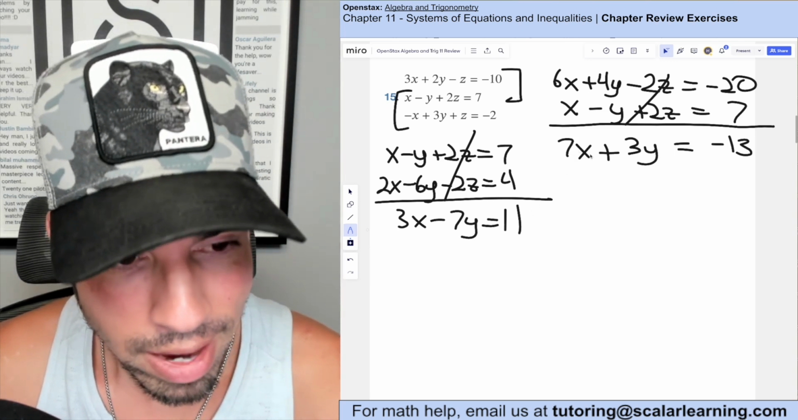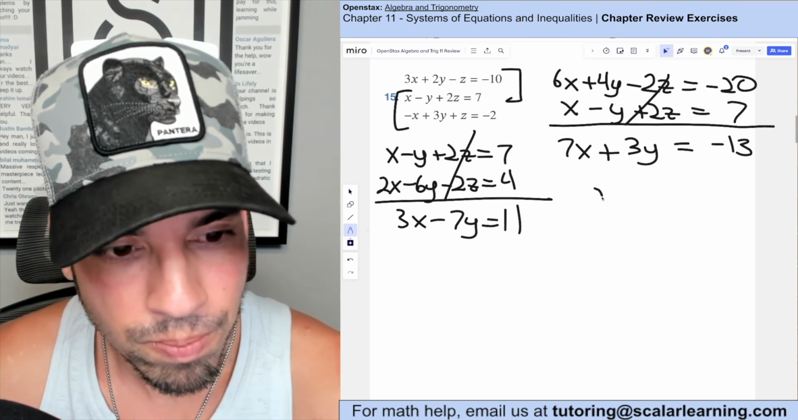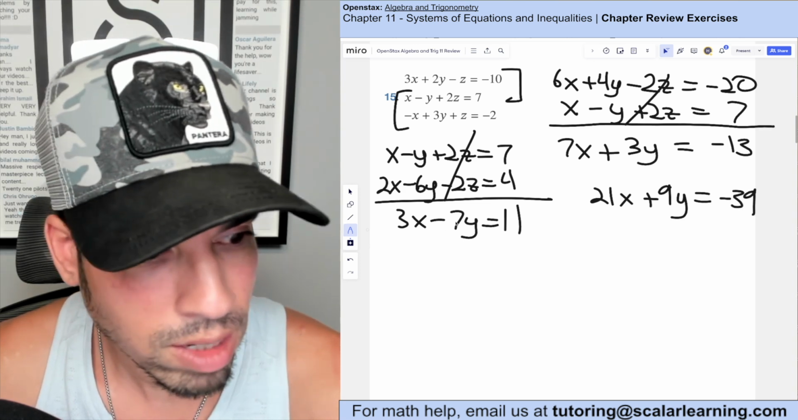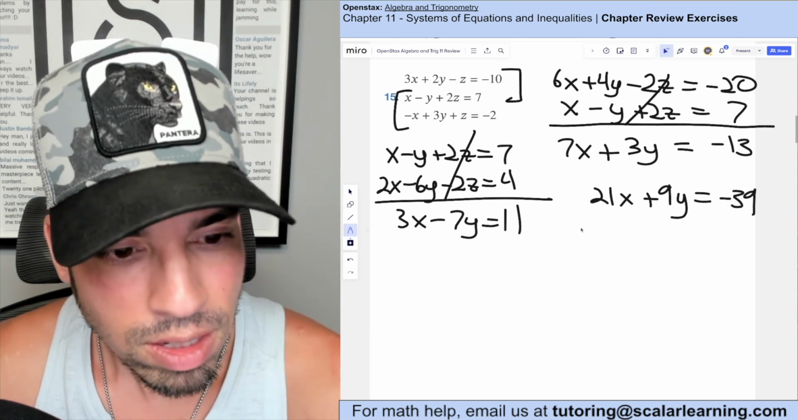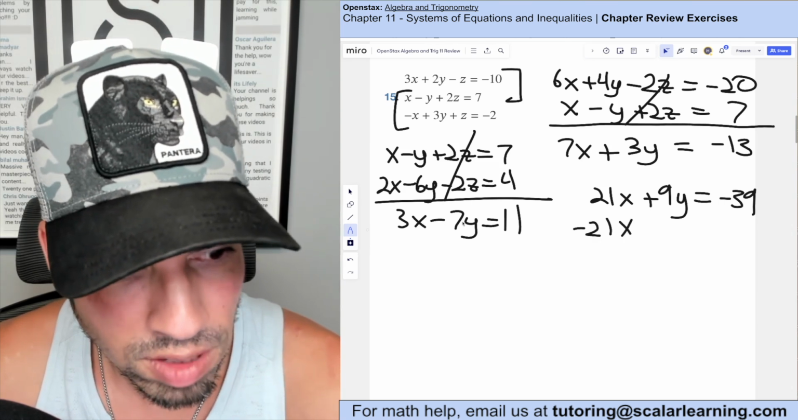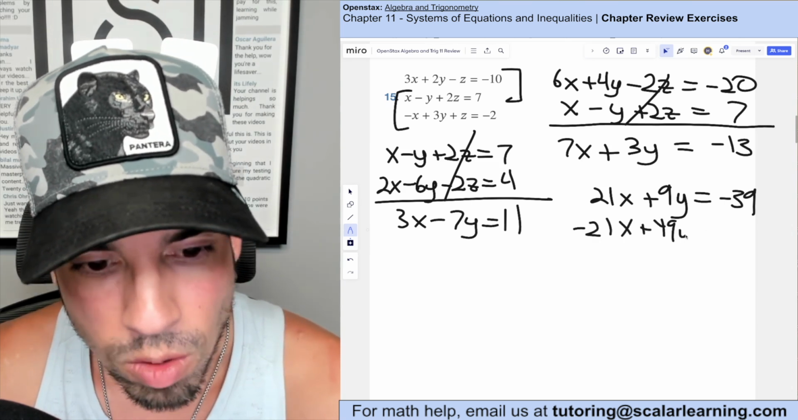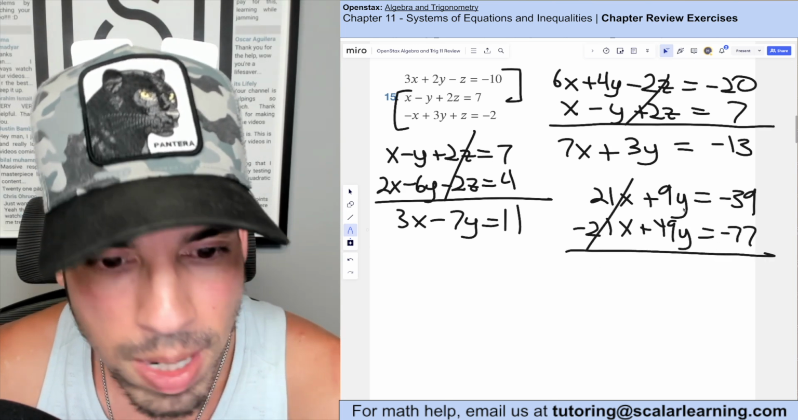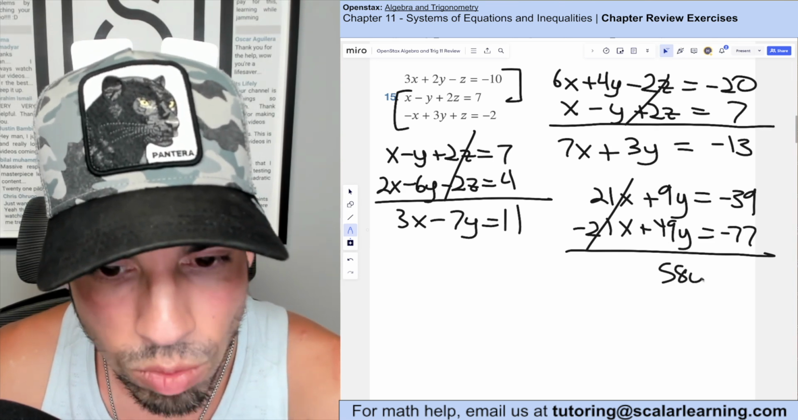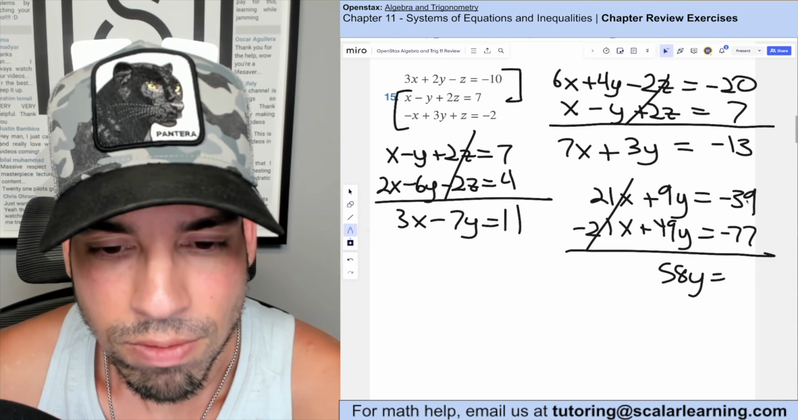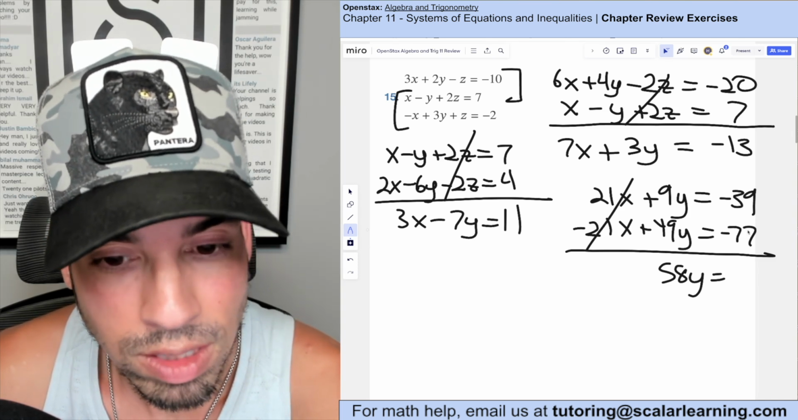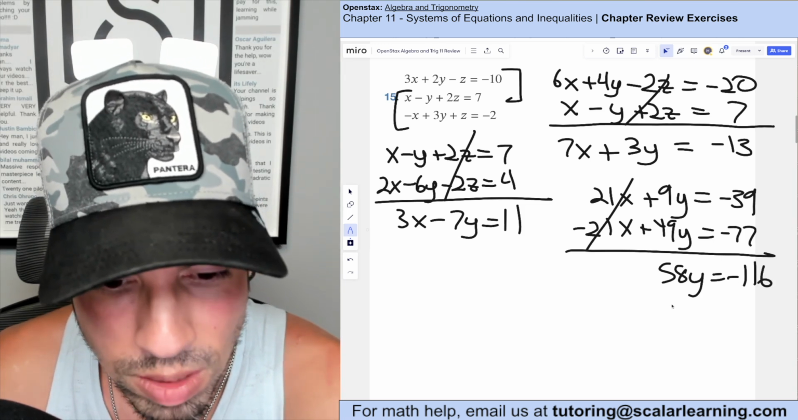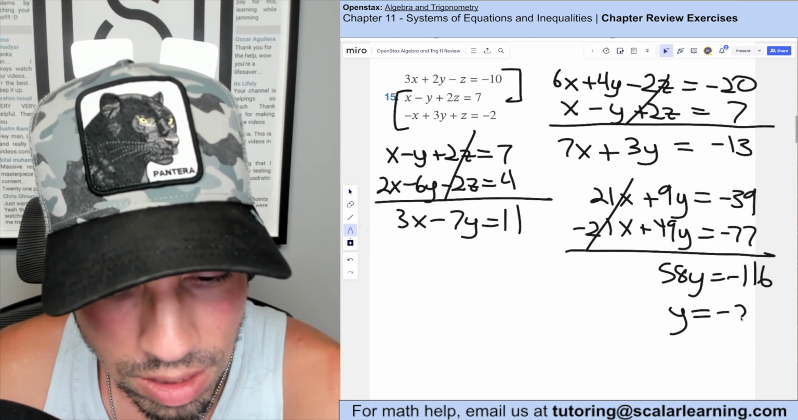Let's eliminate the x's. I'm going to multiply this equation by 3. So we get 21x plus 9y equals negative 39. I'm going to multiply this one by negative 7. Then we get negative 21x. Negative 7 times negative 7 is 49y equals negative 77, okay? And then when we add these together, goodbye x's, 9 plus 49 is 58y. And then 40 plus 77 would be 117, but it's 39, so it's 116, right? Negative 116. This is beautiful because when we divide by 58 for y, we get negative 2, okay?